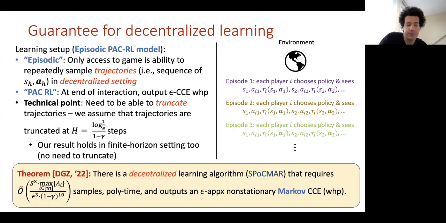So the contribution of our work is to basically resolve the issues that exist in prior work, which is to provide a decentralized learning algorithm that is polynomial, albeit not a practical polynomial, but it is polynomial in the number of states and the number of actions. It doesn't pay exponential in the number of players. It is also polynomial in epsilon and the discount factor, and it outputs an approximate non-stationary Markov CCE with high probability. Should it be the size of A_i? Yes, it's the cardinality of A_i. Importantly, not the product of the cardinalities, which is what a model-based algorithm would give you.